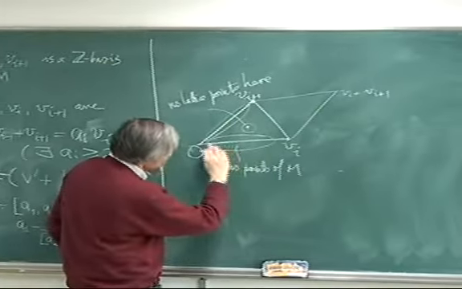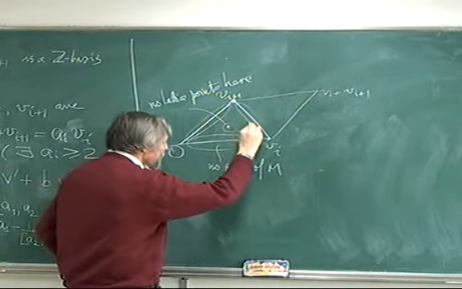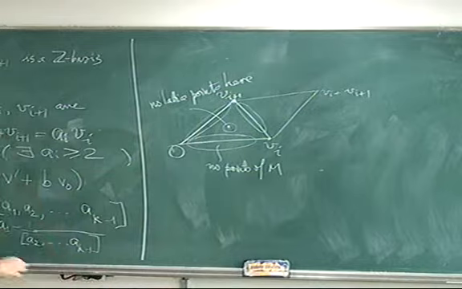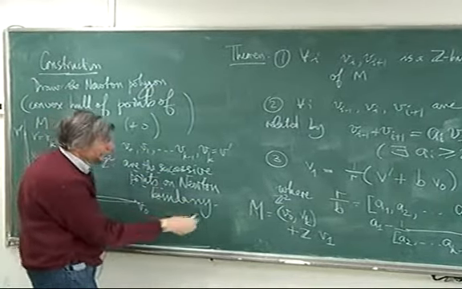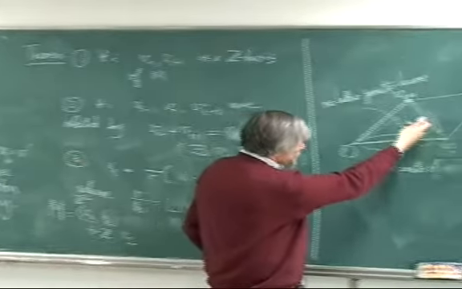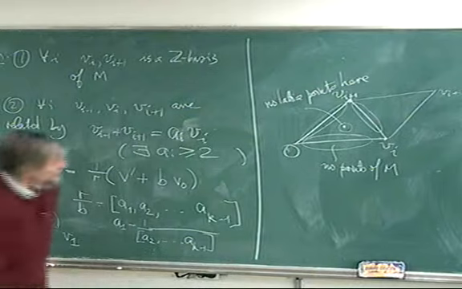There are no lattice points here, here, here, and also there are no lattice points along here. That's because I said these are the successive points on the Newton boundary. So if there were a lattice point here, it would be one of the vi. Also, there are none up here.